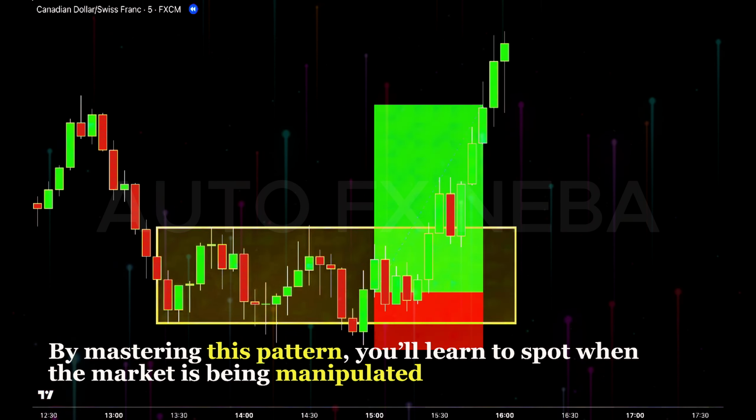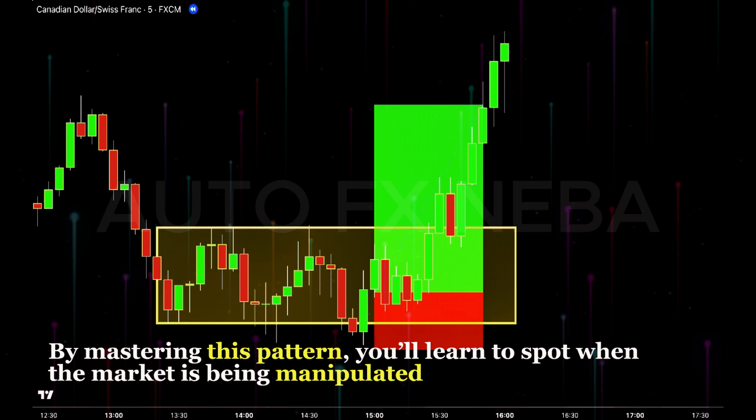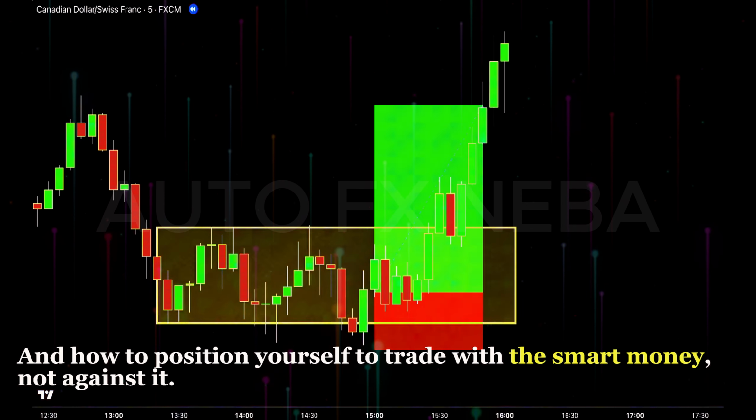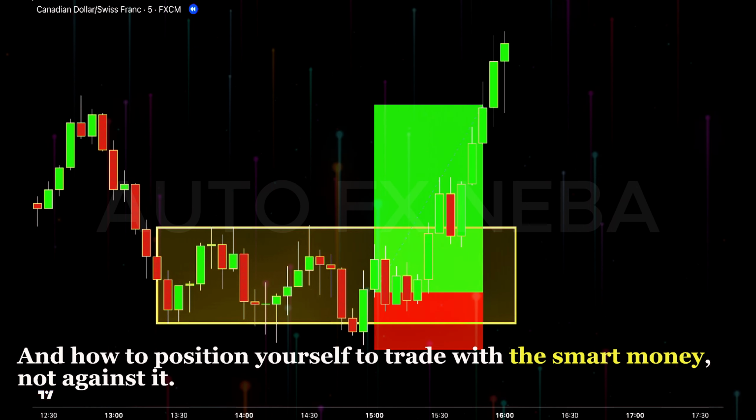By mastering this pattern, you'll learn to spot when the market is being manipulated and how to position yourself to trade with the smart money, not against it.